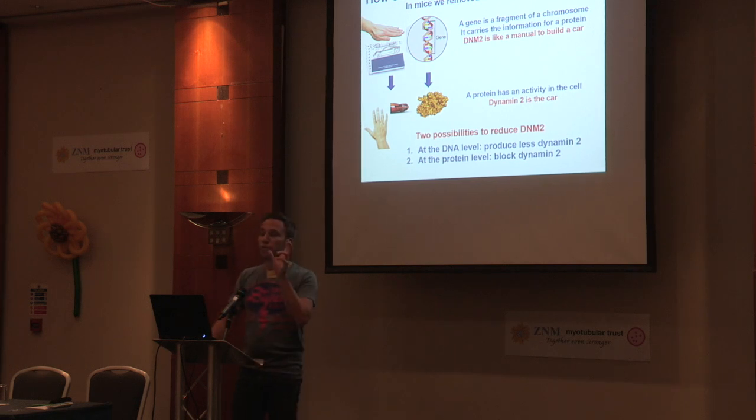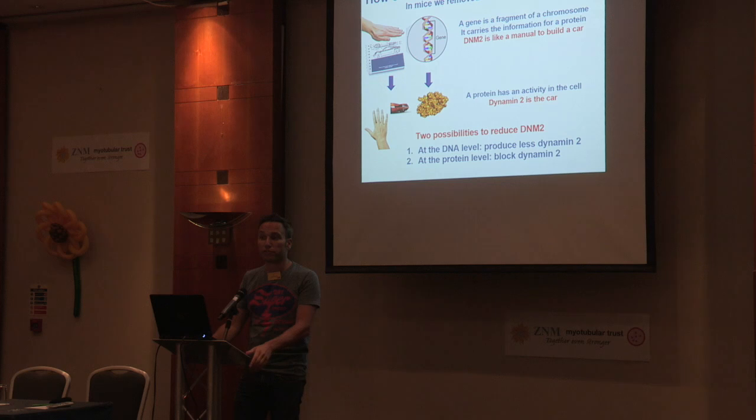Okay, and the important point, if I can summarize this, first of all, is that for dynamin 2 we have these hotspot mutations, so we can give quite precise prognosis on the development of the disease. And as all these genes are working together in the cell, when we develop a therapy for one of the forms of centronuclear myopathy, it can apply also for the other forms.